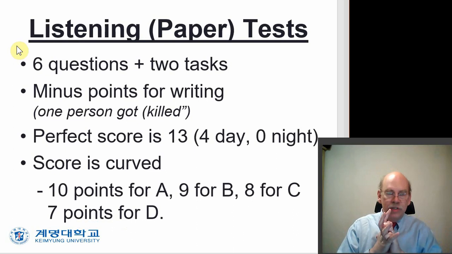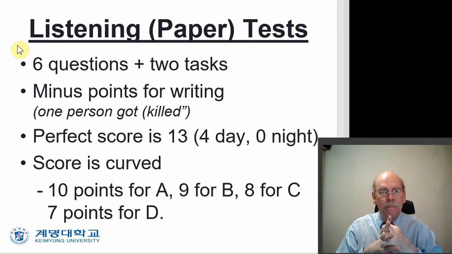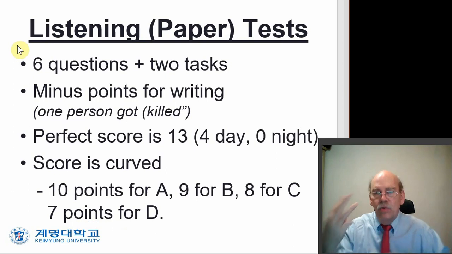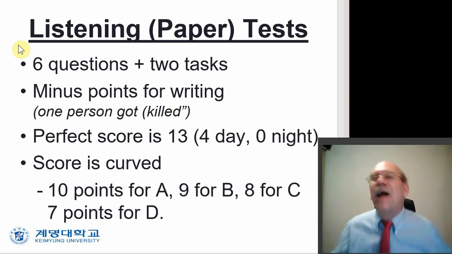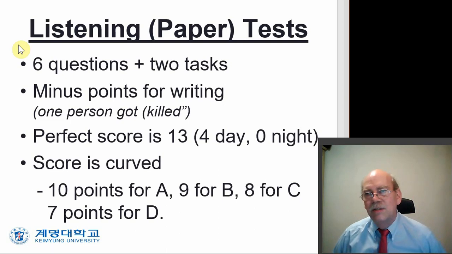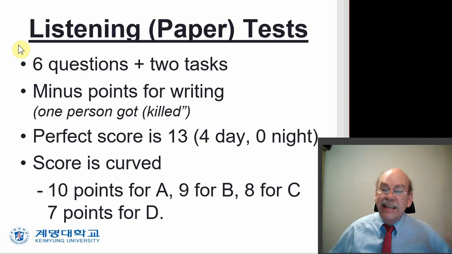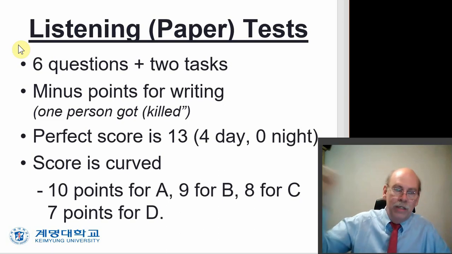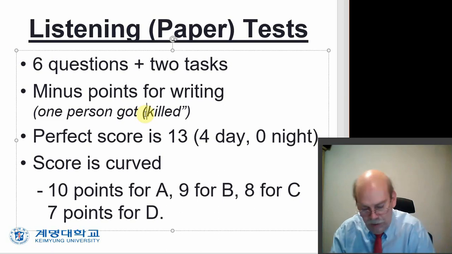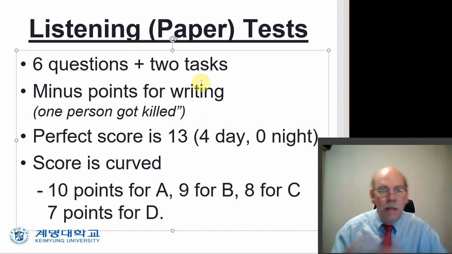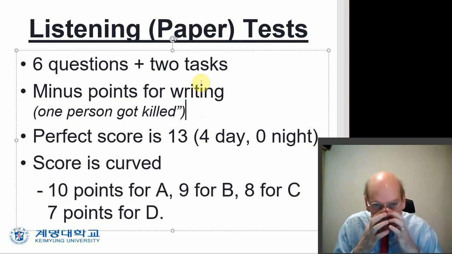Listening test, the paper test: there were 6 questions plus 2 tasks. It wasn't a question, it was something to do. I told you to do something. There is a minus point for writing something. You don't write. I said it 3 times: don't write anything I don't tell you to write. One person wrote a lot of stuff. They wrote my questions. They wrote notes in Korean. They got killed on their test. Minus point, minus point, minus point, minus point. Follow instructions. One person got killed. I'm sorry. It's not my fault. Listening test: follow instructions. The perfect score on the listening test was 13.